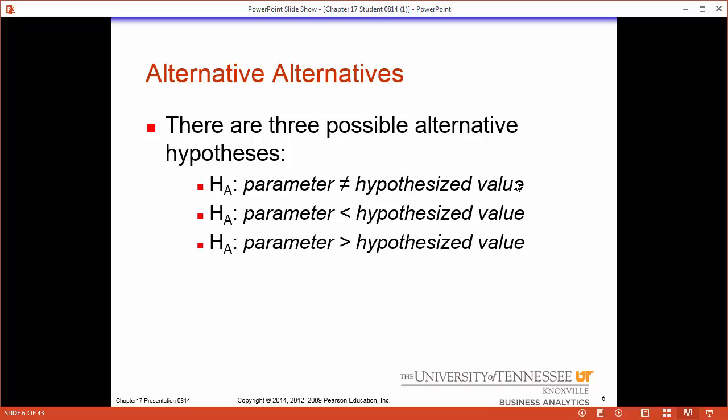And think about that. Maybe UT puts into place a new program to retain their freshmen. Would they want to show evidence that more freshmen are leaving after the new program comes into place? No. Would they want to show evidence that it has changed or it is not equal to that previous value? No. They'd want to show evidence that the true proportion, which is the parameter we're estimating, the true proportion of freshmen that are leaving UT is less than the hypothesized value. So if it was 12% in the past, we would want to show that it is less than 12% now. We want to show evidence of that.